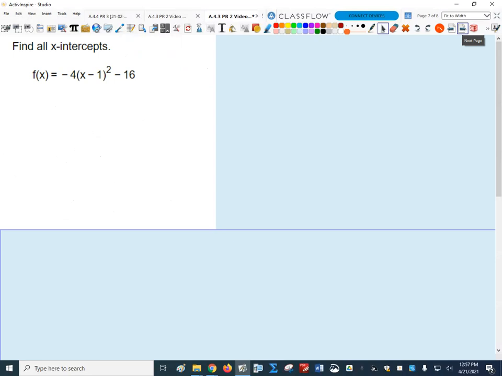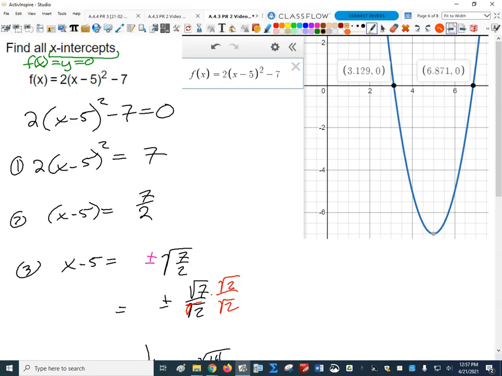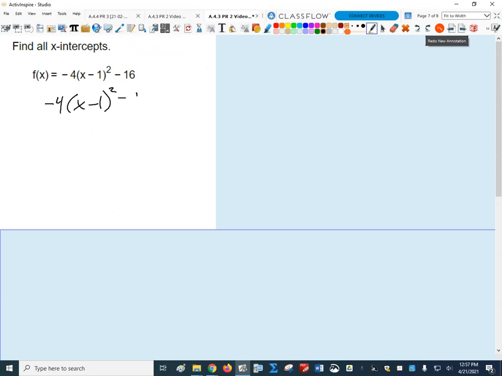How about this one? Find all the x-intercepts. Same deal. I'm setting it equal to 0 and solving, right? Okay? No biggie. So I get minus 4 times the quantity x minus 1 squared, equals, well, let's not do it that way. I'm skipping steps. I don't want to be skipping steps. Minus 16 equals 0, right? So add 16. Agreed? Divide by negative 4, right? And I get x minus 1 squared equals negative 4.